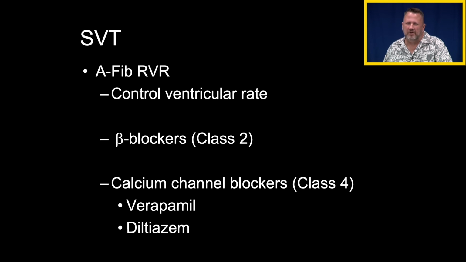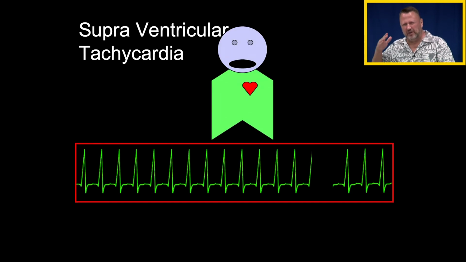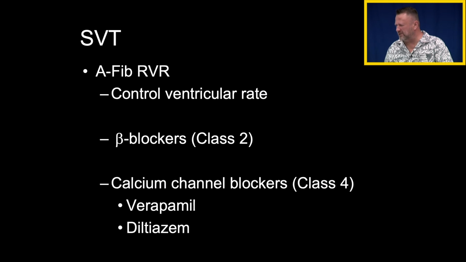All right, so what are our choices in the supraventricular tach? Sometimes the supraventricular tach can be atrial fibrillation, and the ventricular response is so fast that we can't see that it's the atria that are causing this. So that's something to keep in mind. We can use beta blockers to slow the ventricular response down. Those are called class 2 antiarrhythmics.